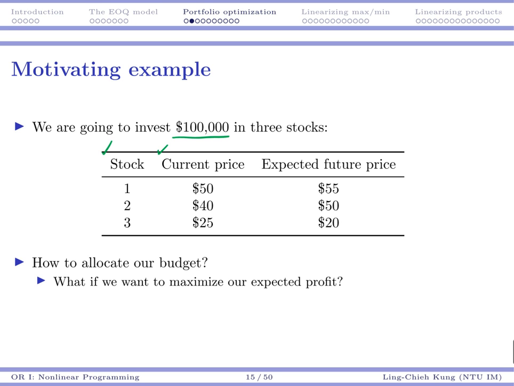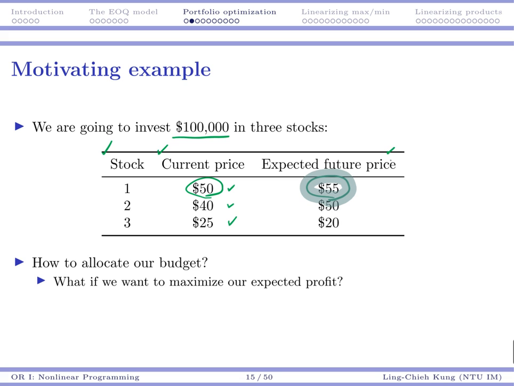I know their current prices. Their current prices are 50, 40, and 25. And I also see their expected future prices. So for example, maybe today I need to allocate my money to these stocks. So I buy several shares from all these stocks. And if I buy one share of stock 1, I'm going to pay $50. And after I go to sleep, tomorrow I will see it becomes, for example, 55 in expectation.